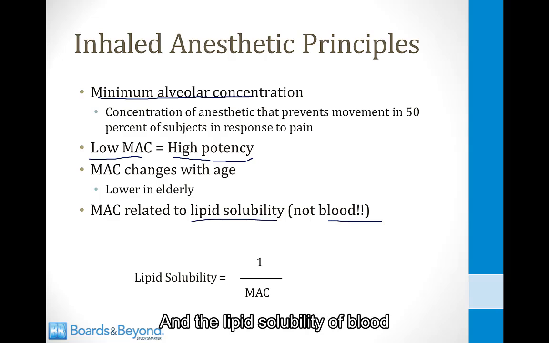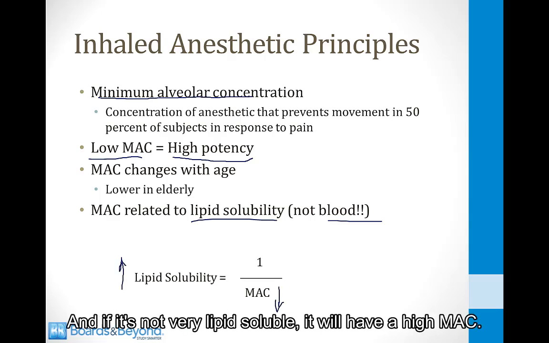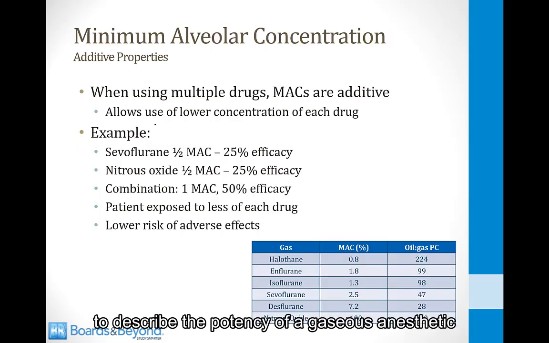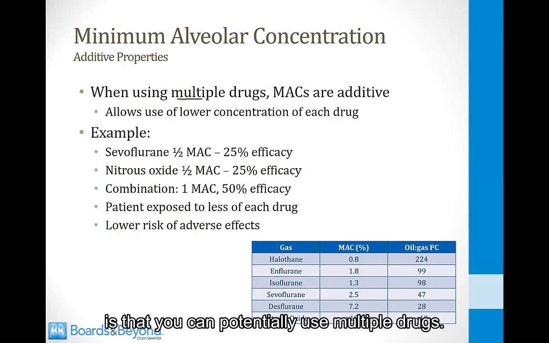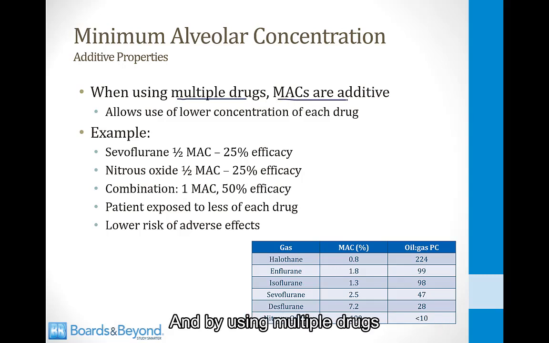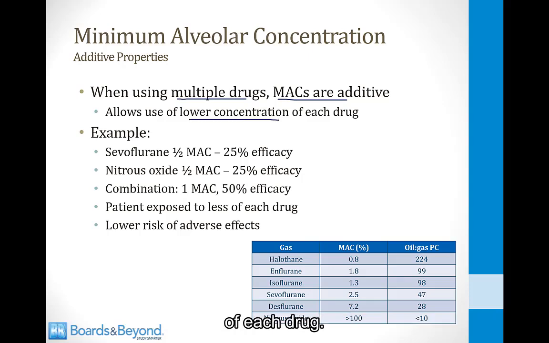And the lipid solubility is equal to 1 over the MAC. So if it's very lipid soluble, it will have a low MAC. And if it's not very lipid soluble, it will have a high MAC. One of the nice things about using MAC to describe the potency of a gaseous anesthetic is that you can potentially use multiple drugs, and when you do this, the MACs are additive. And by using multiple drugs, you can administer anesthesia using a lower concentration of each drug.